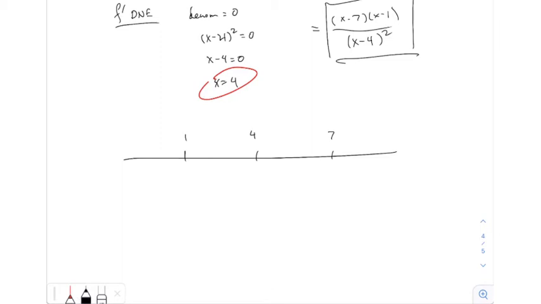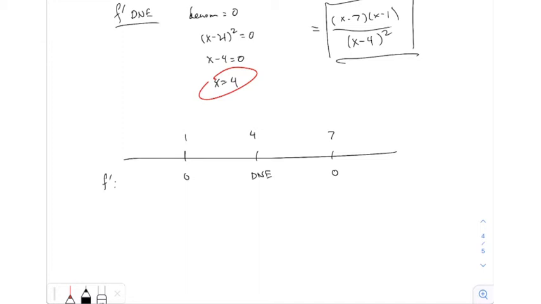Anyway, sorry, I'm going to write down f prime down here. We have 0 there. I'm going to write DNE in the middle and a 0 there. These are the values of the derivative. 1 and 7 were places where the derivative was 0, and 4 is a place where the derivative does not exist. Okay, anyway, plug in values in between.